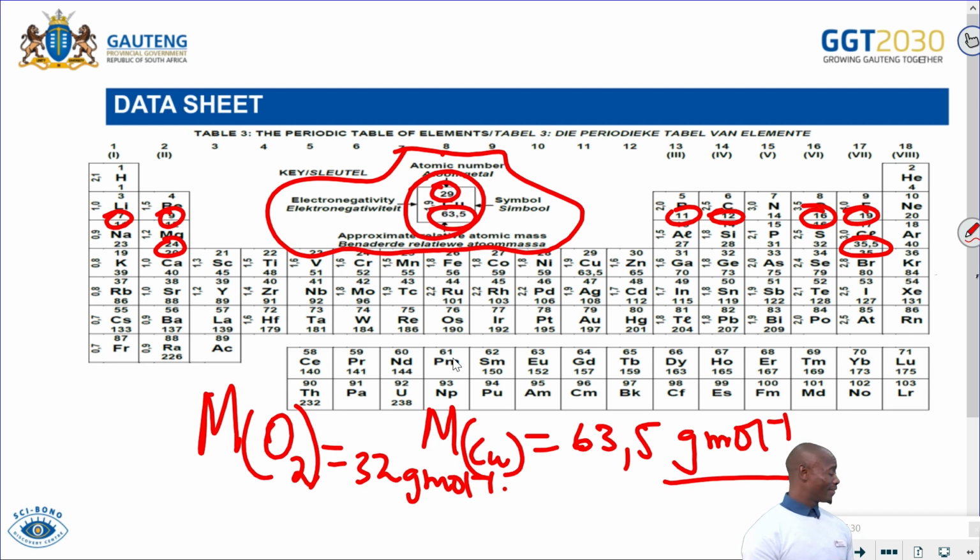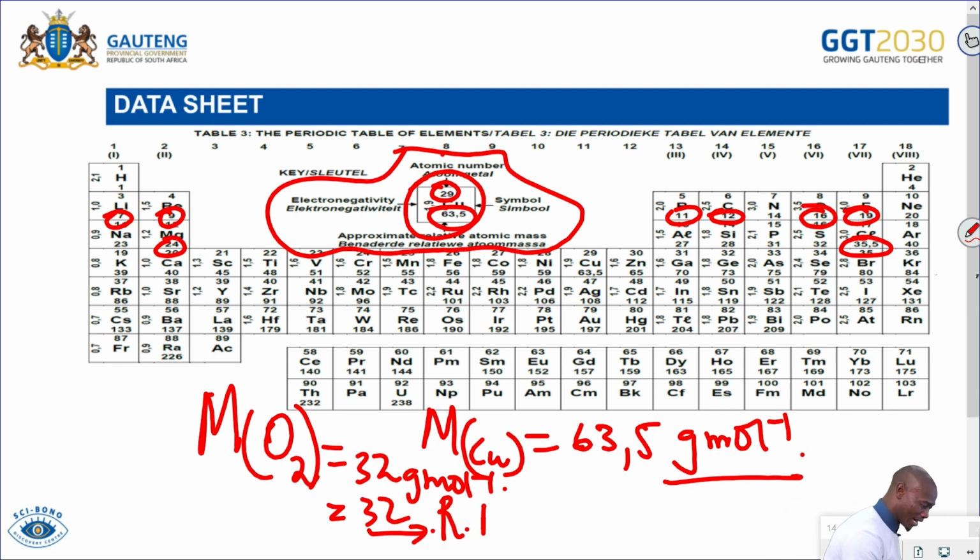But the relative molecular mass will be 32 without units. That is the relative molecular mass, no units. Why molecular? Because O2 is a molecule. So I hope you get the difference between relative atomic mass, relative molecular mass, relative formula mass, and the molar mass. The values are the same, but what is different is the issue of units. No units for relative, but there are units for molar mass, which is grams per mole.